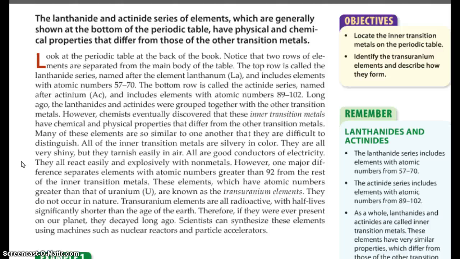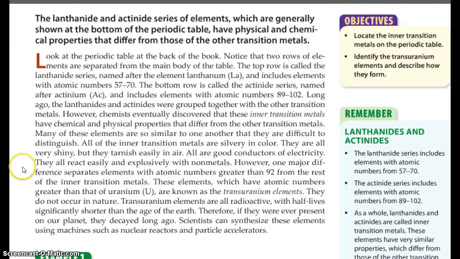Transuranium elements are all radioactive, with half-lives significantly shorter than the age of the Earth. Therefore, if they were ever present on our planet, they decayed long ago. Scientists can synthesize these elements using machines such as nuclear reactors and particle accelerators.